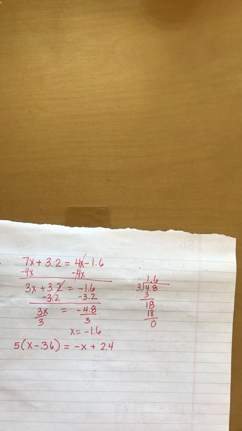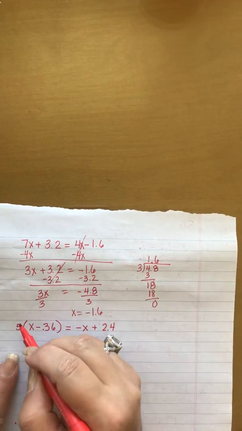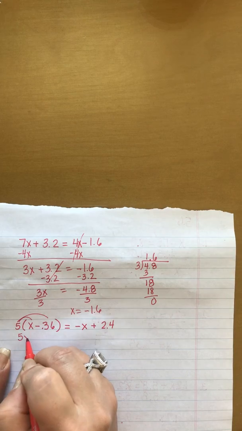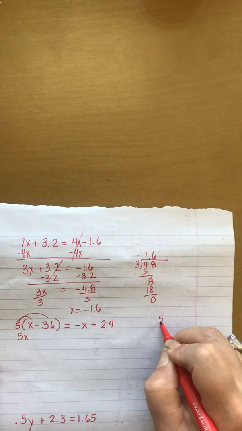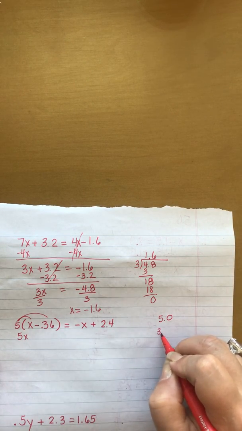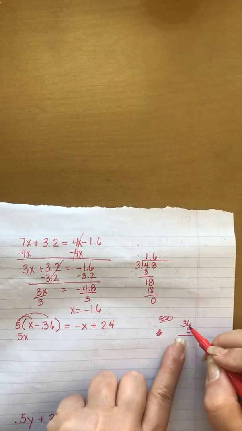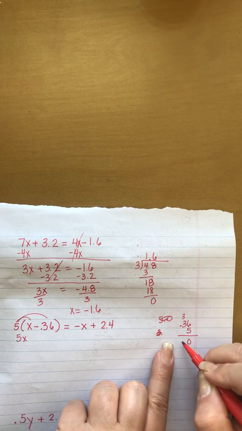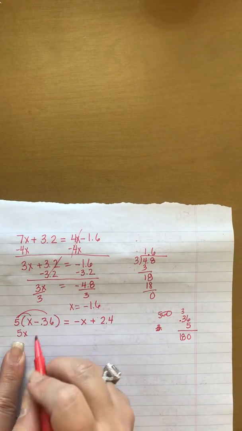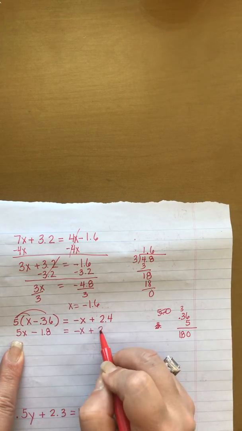Okay. Question number 5. Looks like we have some distributive property here. So you have to first distribute 5 times x, 5 times 0.36. So 5 times x is 5x. 5 times 0.36. So I would do 0.36 times 5. I'd write it like that. 6 times 5 is 30. That's 15, and 3 is 18. Move the decimal 2 over, so it's 1.8. So 5 times 0.36 is 1.8 equals negative x plus 2.4.